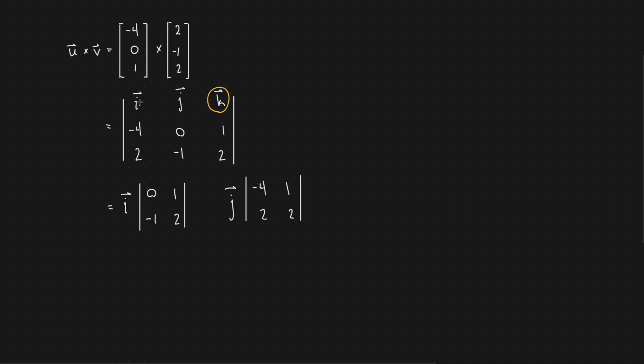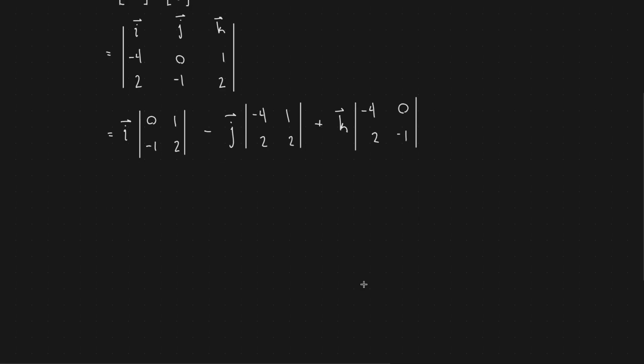Finally, k. And if we cancel out the row and column, we are left with -4, 0, 2, -1. So k times the determinant -4, 0, 2, -1. Alternate signs, so plus, minus, plus. Okay, great. So we're most of the way there. Now we just have to take some 2 by 2 determinants. I'll move a little bit faster with these 2 by 2s.